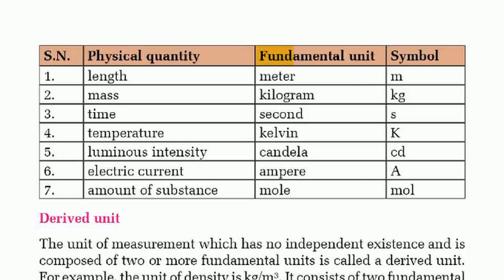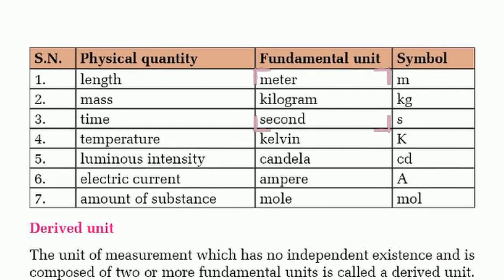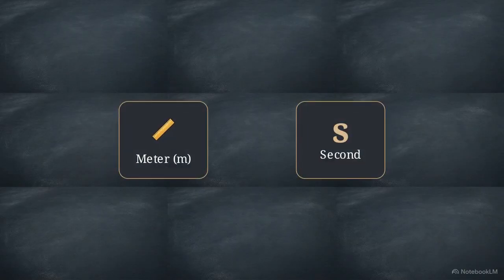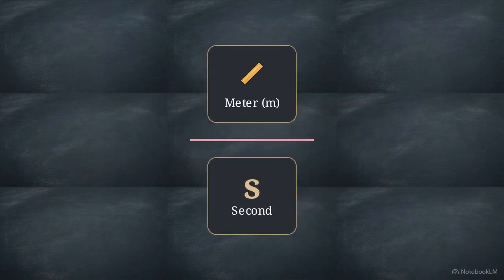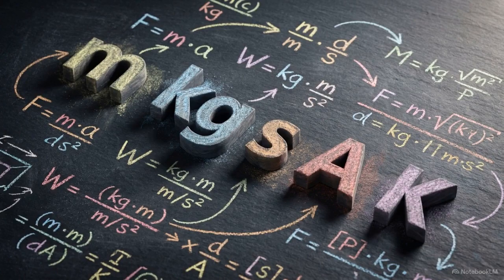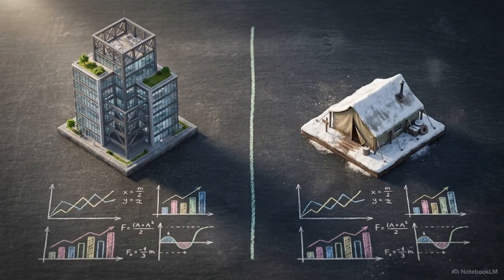This table highlights the fundamental units. These are the independent building blocks of measurement, like the meter for length, the kilogram for mass, and the second for time. By multiplying or dividing these blocks, we create derived units. For example, dividing a meter by a second creates the unit for velocity, meters per second. These units act as a universal alphabet. They ensure that an experiment performed in one lab produces results that can be accurately communicated and reproduced anywhere else in the world.